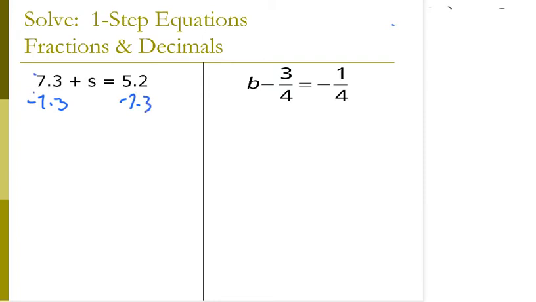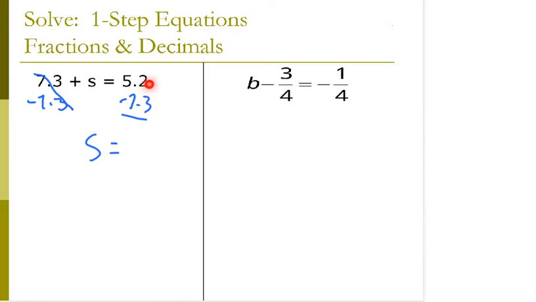These undo each other. 0 is what we have here, so 0 plus s is just going to be s. In other words, these undo each other and leave that positive s. So we're just going to write s on the left of our equal sign, and on the right, 5.2 take away 7.3.